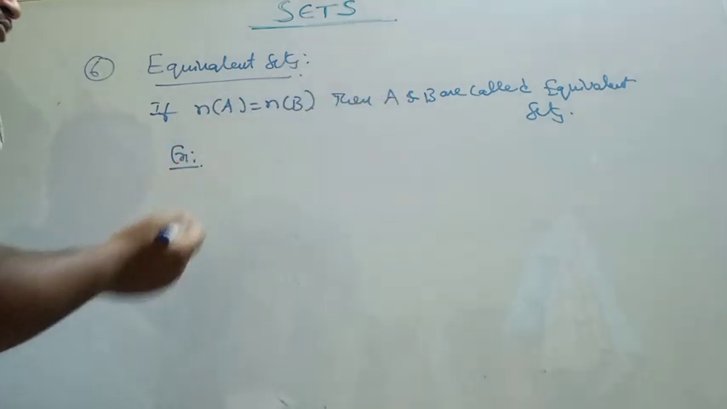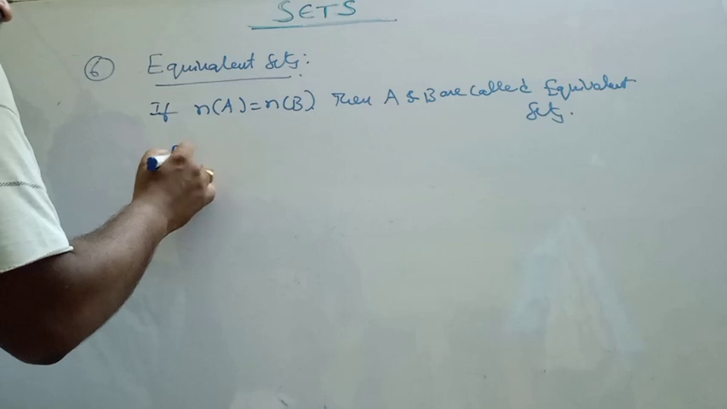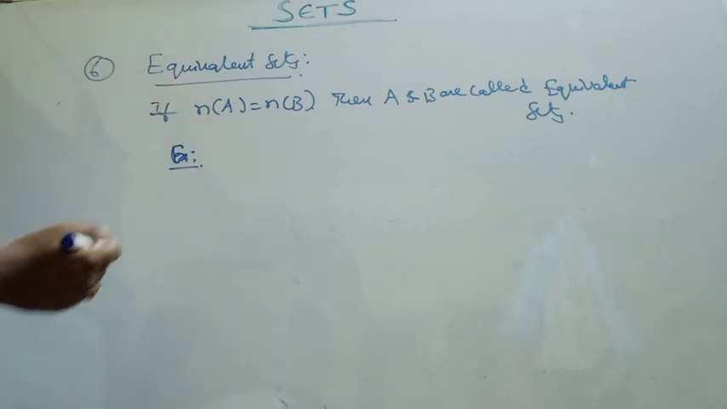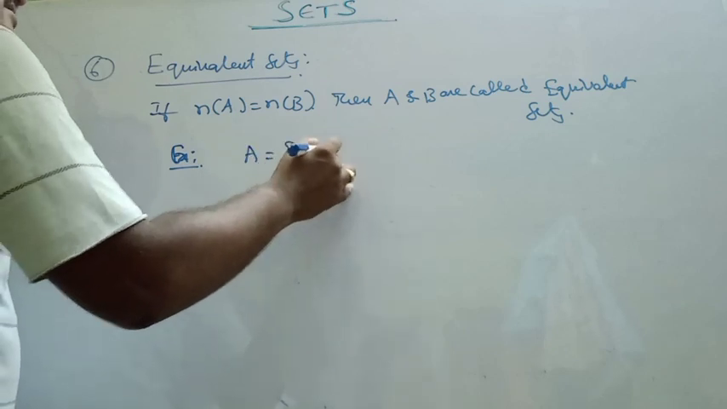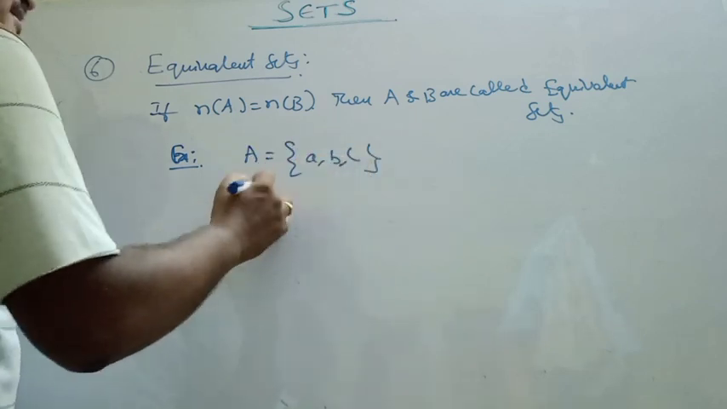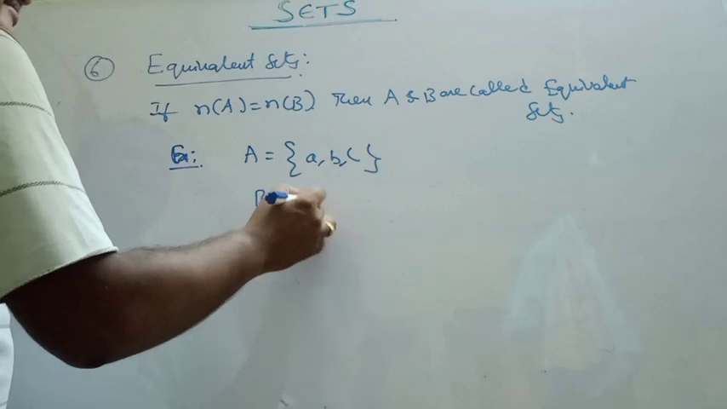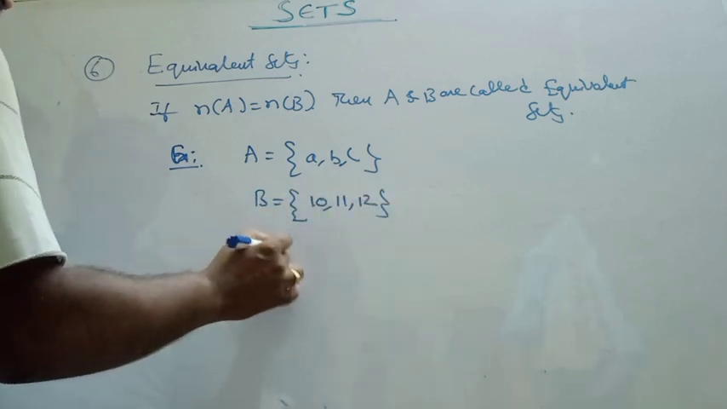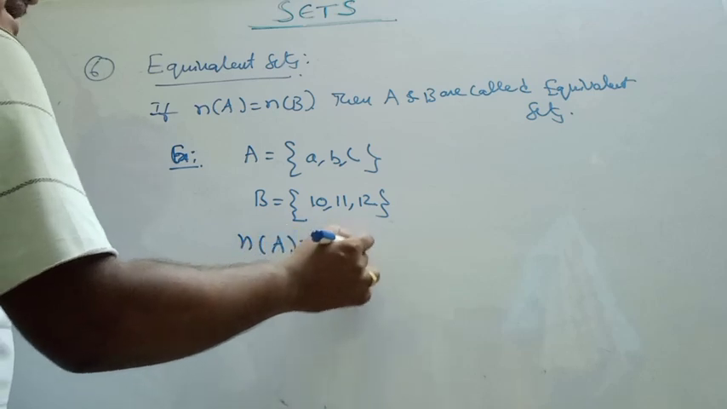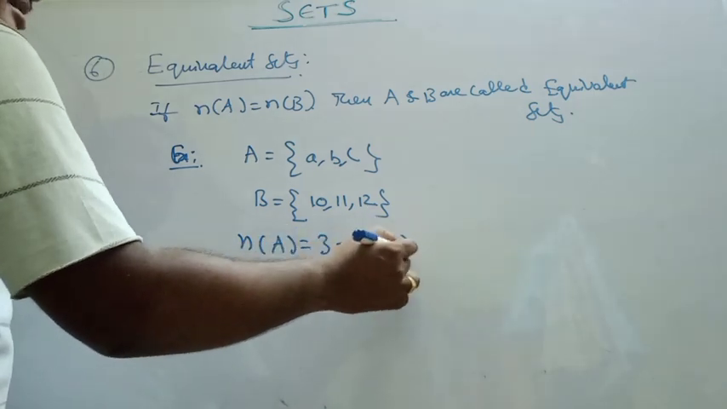For example, my dear students, see here: n of A equal to n of B. Suppose I have A equal to {a, b, c}, three elements, and set B equal to {10, 11, 12}. Here n of A is equal to 3, and that is equal to n of B, which is also 3.